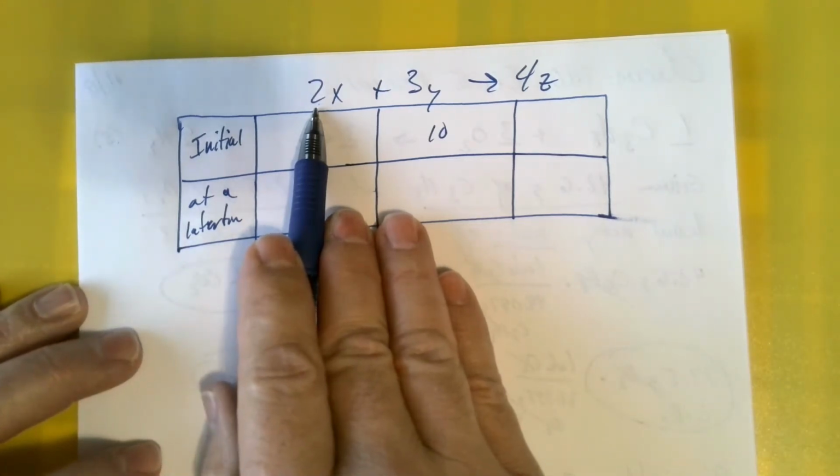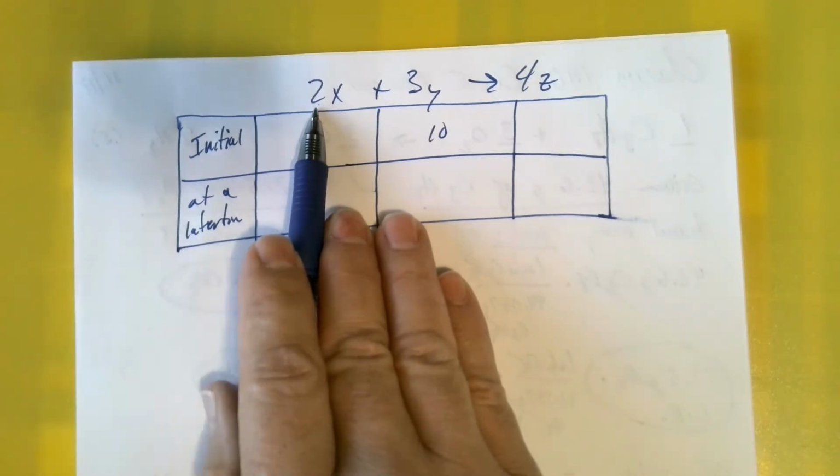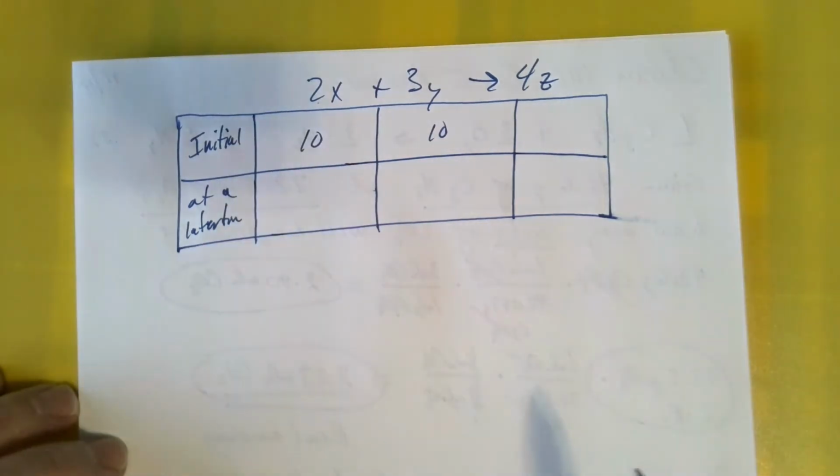Nobody? Molecules? Molecules. It can never be in what? Grams. It's never in grams. That's why we always convert.